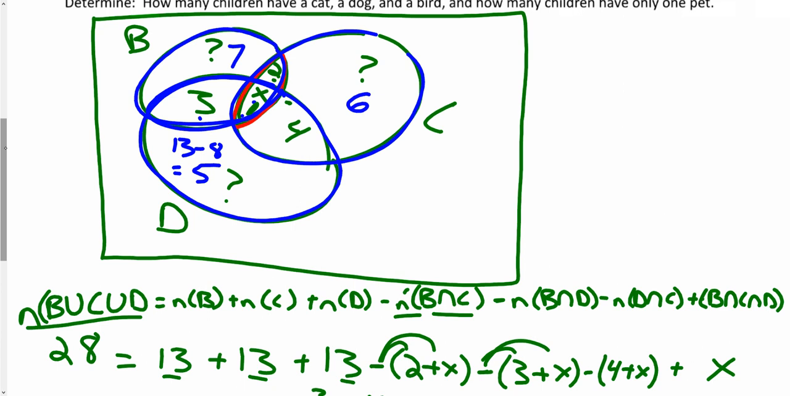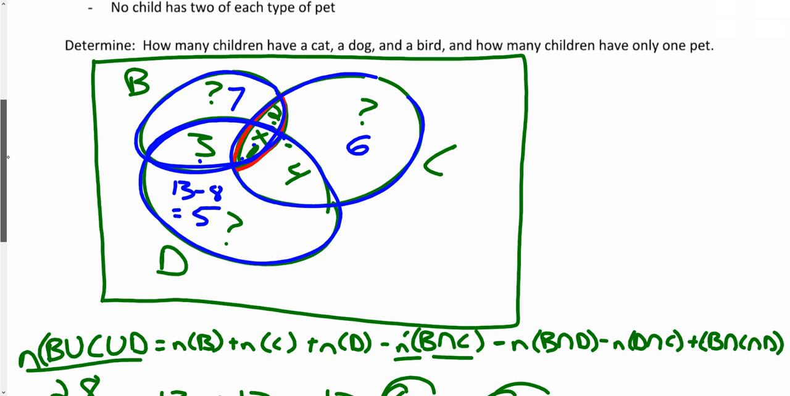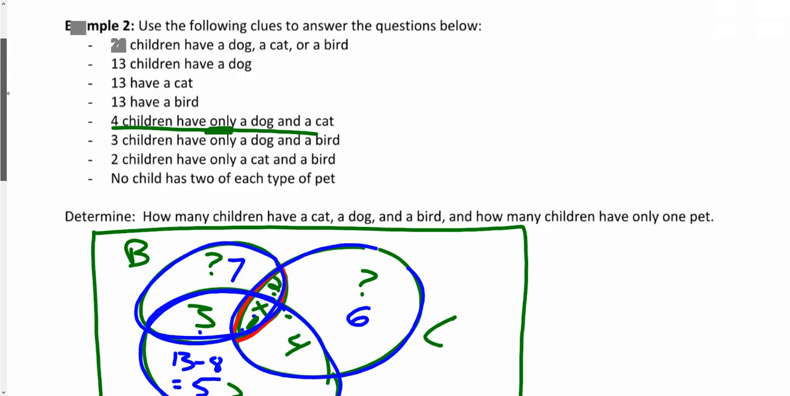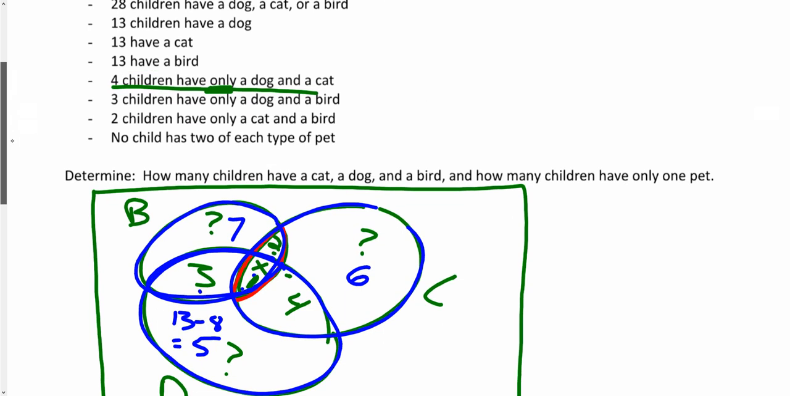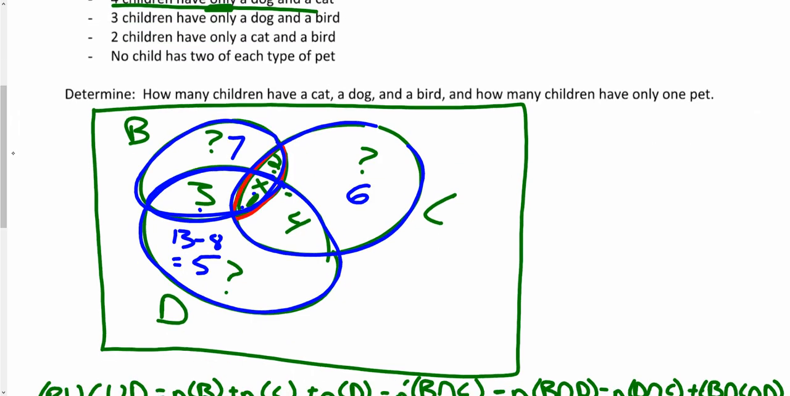So now, total number of people with one pet: 6 plus 7 is 13, plus 5 is 18. All right, so how many children have one pet? I add up these numbers here. 18 kids have one pet. The rest have more than one, which makes sense. You got these guys, these guys, these guys. Okay, so those are my examples.